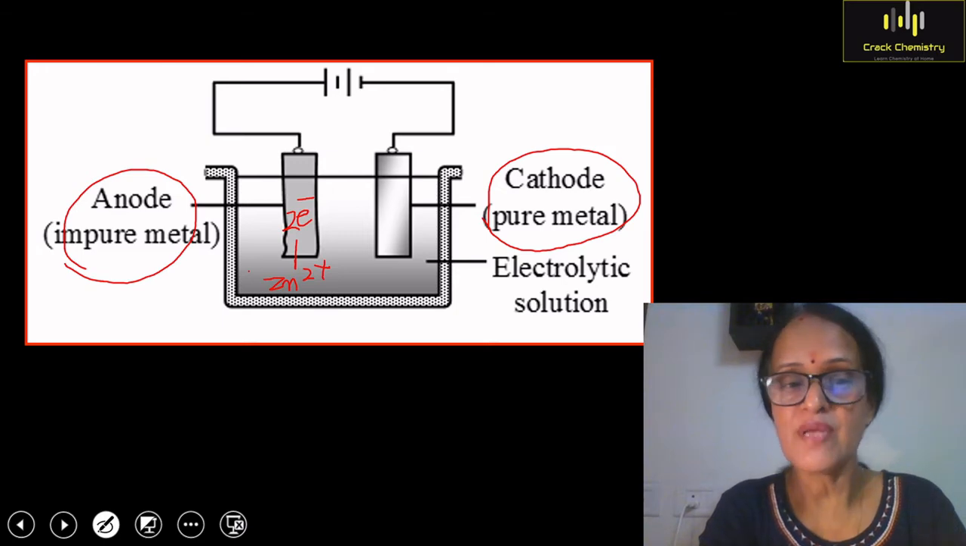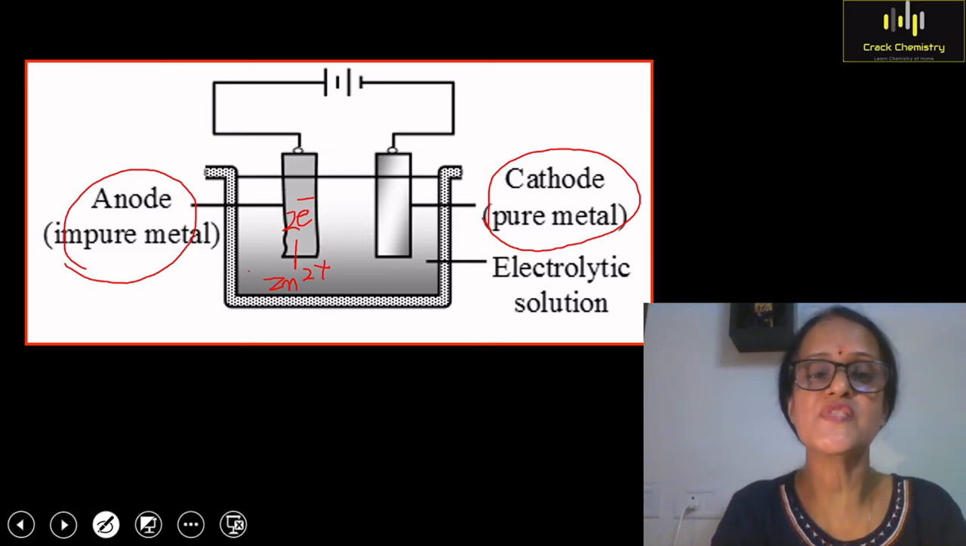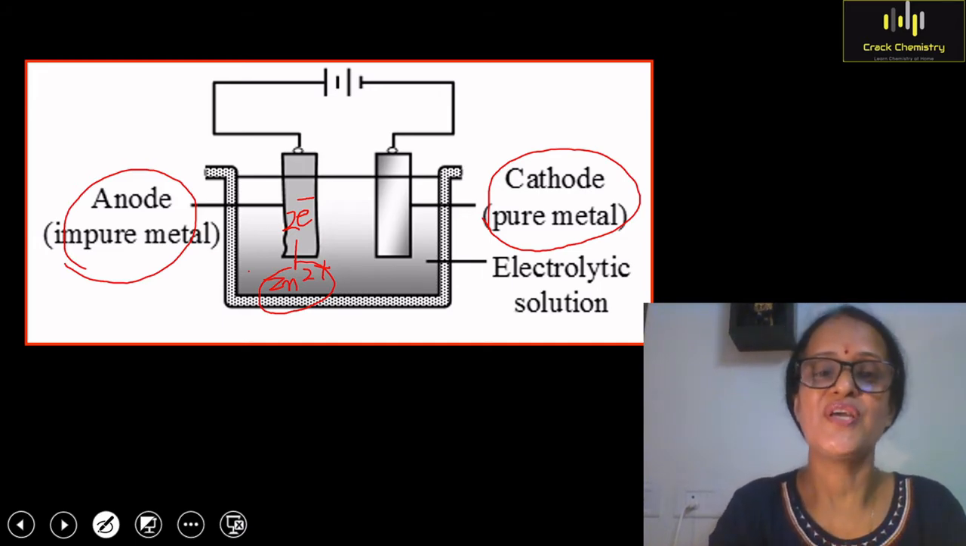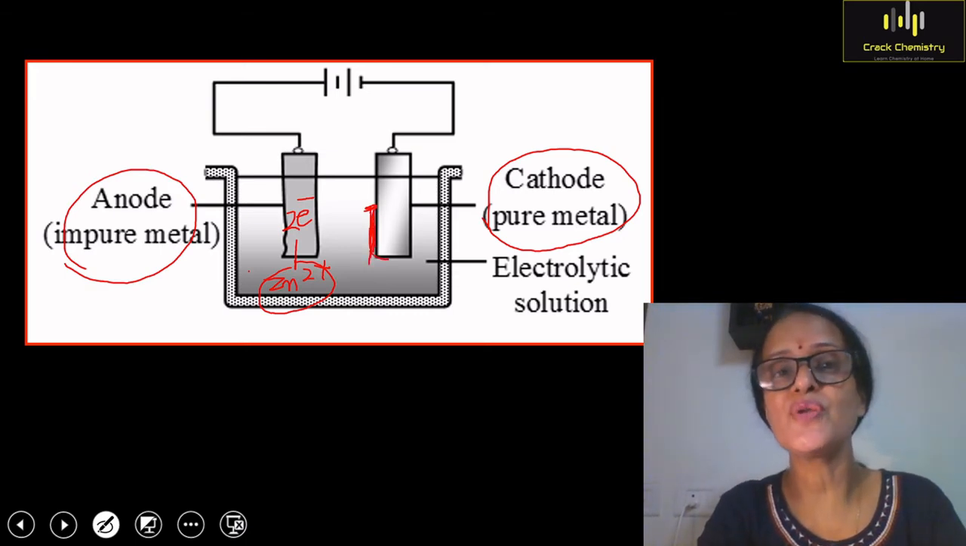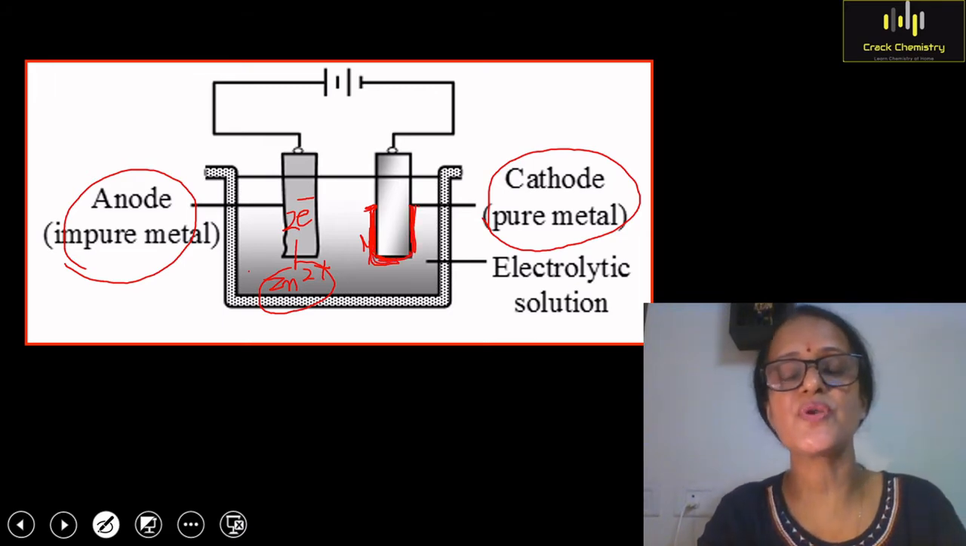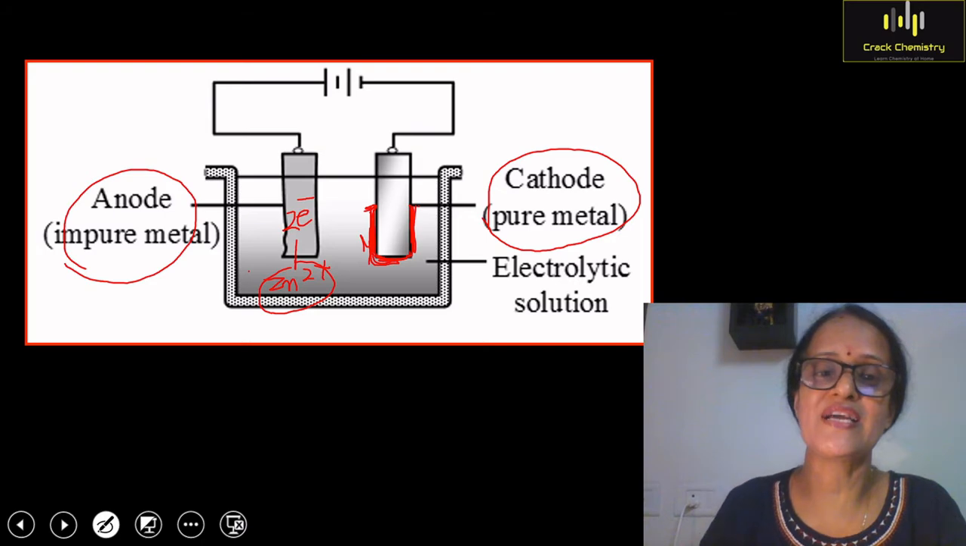Then at the same time, equivalent amount of zinc ion from the solution will be deposited at cathode by taking 2 electrons. So zinc ion from solution will take 2 electrons at cathode and will be deposited in the form of zinc. This process is called reduction. So reduction is the gain of electrons.